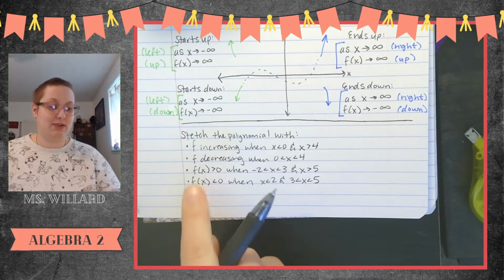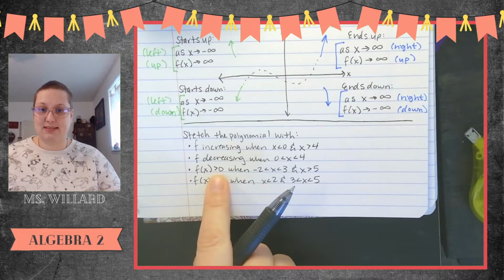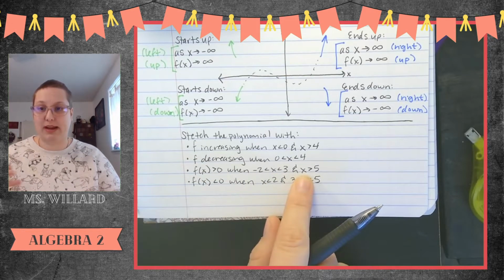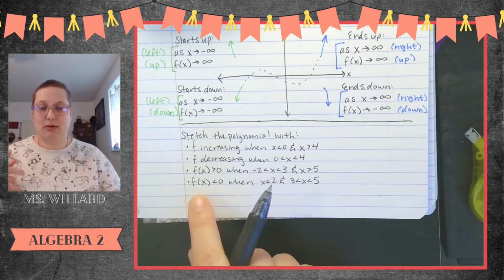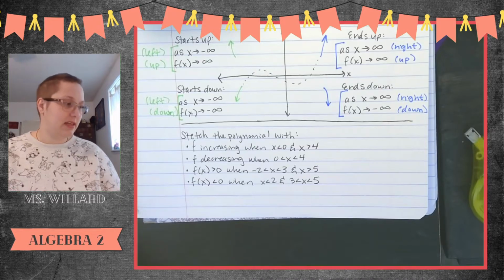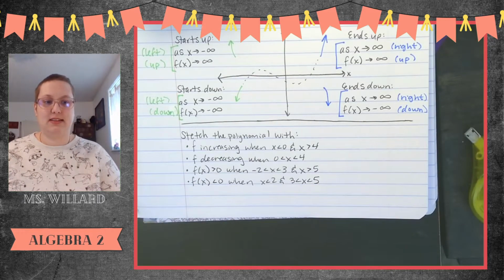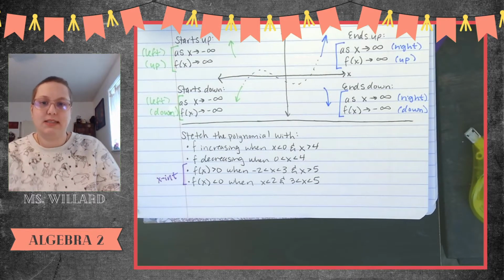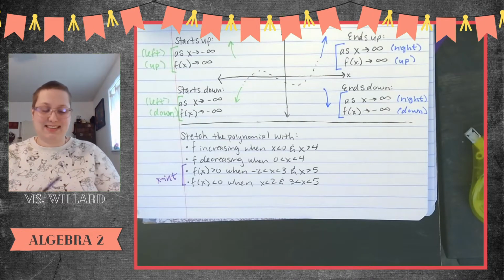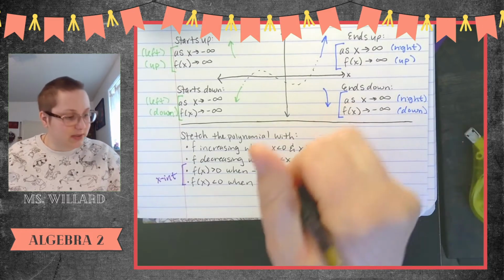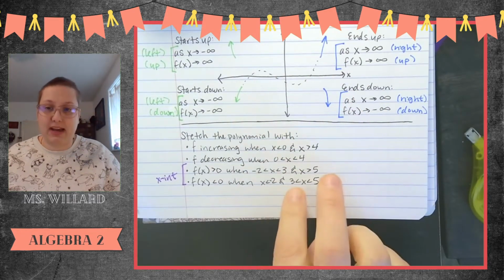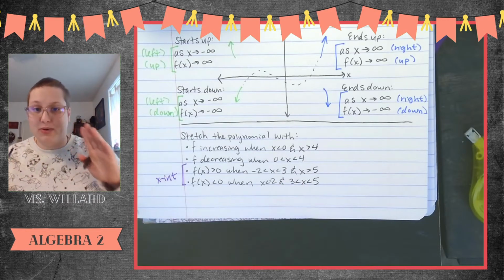Also, we want the graph to be above the x-axis between -2 and 3 and to the right of 5. And then we want it to be below the x-axis the other times. Now, this part right here tells us the x-intercepts, because it's going to tell us that it has to hit the x-axis at -2. Sorry, I mixed up on this one. -2, 3, and 5, because it's either below or above otherwise.